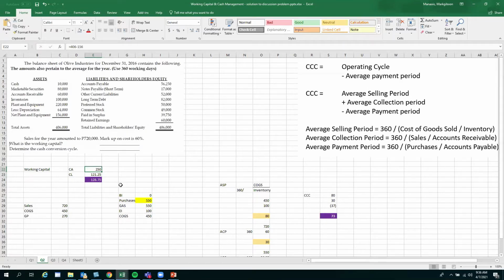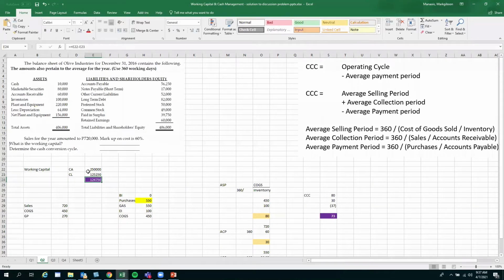For the current liabilities, given naman din. So you have the accounts payable, 56, mali pala ako, dapat to 56.25, and then 17,000 plus the 52,000 other current liabilities. So total working capital is 124,750. O class, wag na malilito ha. Inalis ko lang yung mga zero, pero yan din yun. So 406,000 less 156,000. So that's your current asset. Ito, inalis ko lang din yung zero para mas mabilis.